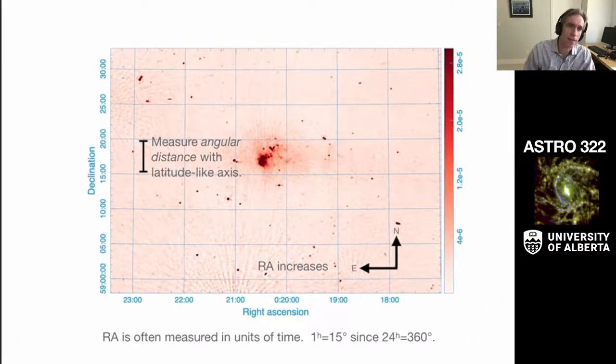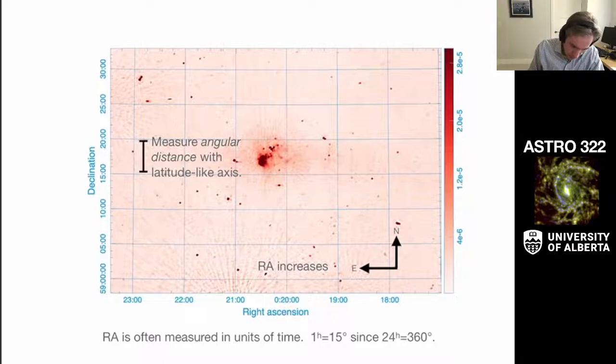Given that piece, we like to map out the surface of the sky in this right ascension and declination space. To make these slides, I just went into the other window where I was doing my research and pulled out some of the images that I've been using. And so we have a map here in terms of these right ascension and declination units.